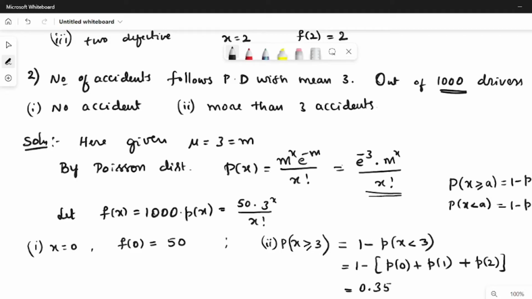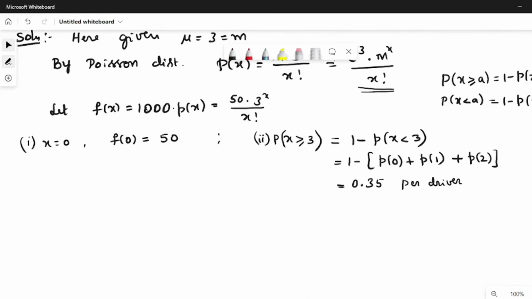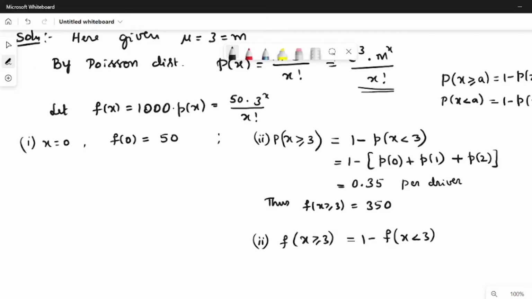So the number of drivers with more than 3 accidents: this is calculated per single driver. The possibility of having more than 3 accidents is 0.35 per driver. So for 1000 drivers, just multiply the result by 1000. Thus f of x greater than or equal to 3 will be, sorry, it is 350, not 35, it is 350. You can do it like this, or you can directly compute f of x greater than or equal to 3, which will be equal to 1 minus f of x strictly less than 3. This way also you can do. Okay, this completes the second problem.